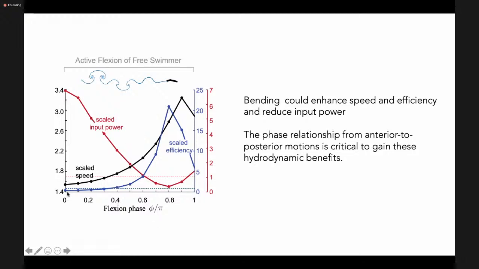And what you see here is that as you change the phase, you get lots of benefit in terms of speed relative to the rigid flapping and in terms of efficiency as you get closer to anti-phase flexion. Also in terms of scaled power, the input power decreases and it becomes even less than what you need to rigidly flap. This is value 1. It becomes less than what you need to rigidly flap at higher flexion phase.